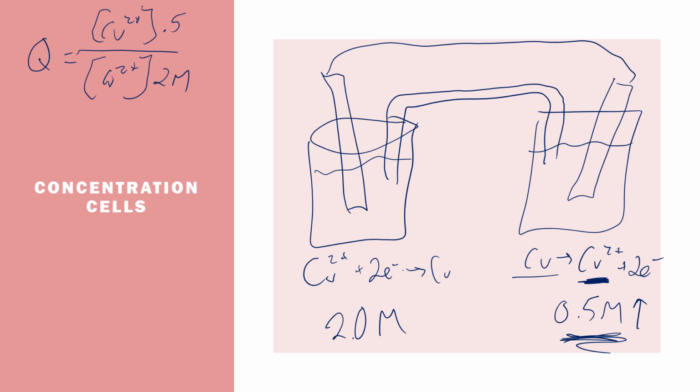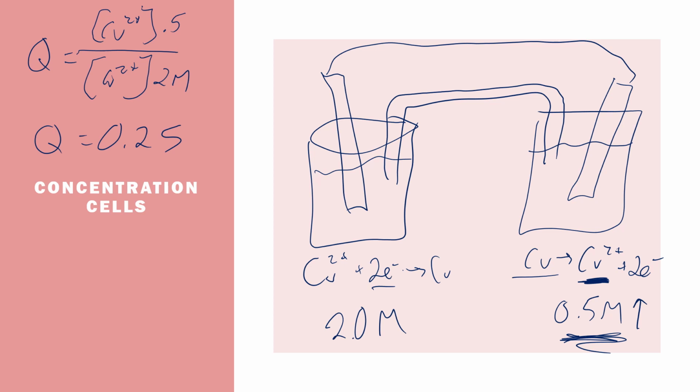So when I calculate Q there, I will get a fraction. In this case, it's 0.25. Which I can then plug into the Nernst equation if I knew the temperature, and then I'd have 2 moles of electrons in that process.